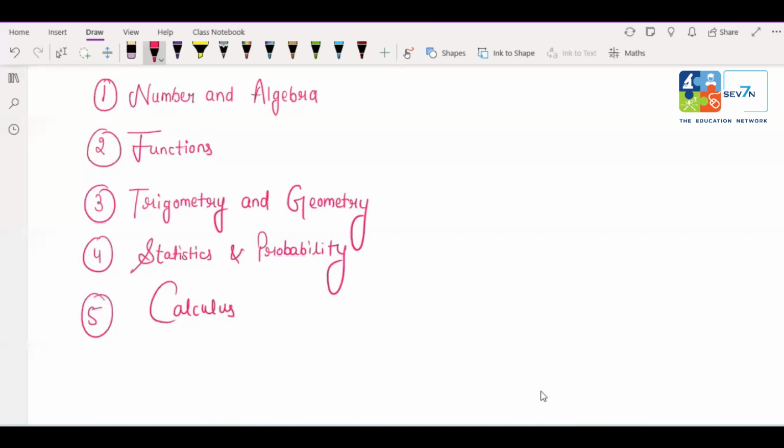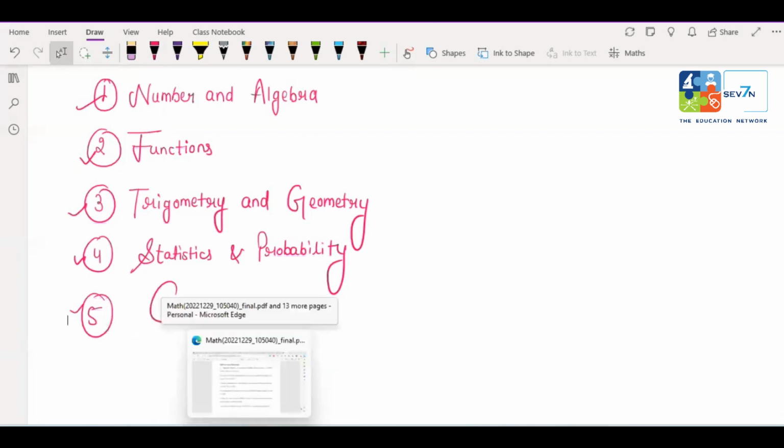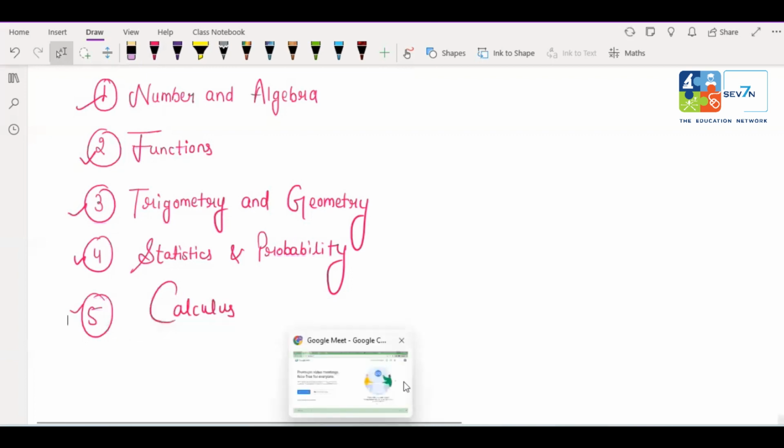Actually, the names of the units are the same for all the levels, but the topics in these units are different according to the levels. So these are the 5 units we are going to learn, and I'll tell you some more briefly about the IA as well, as you are in grade 10 only.